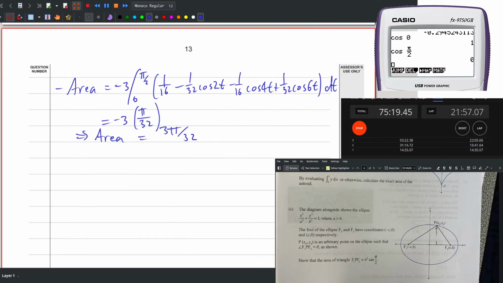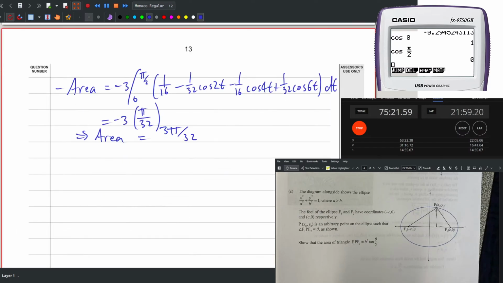Alright, that's good enough for me. Alright, let's go on to C. Wait, and then let's. Oh yeah, so you have to differentiate x and y in terms of t, yeah.